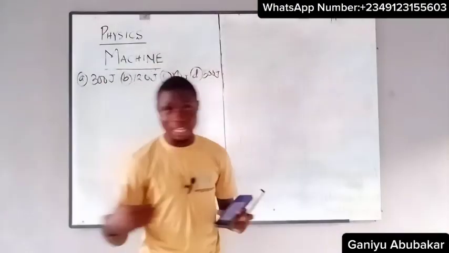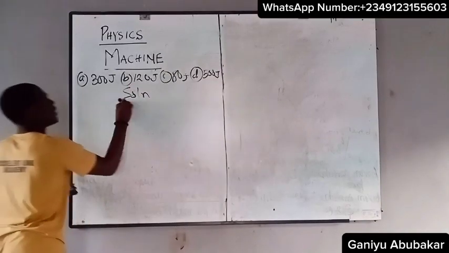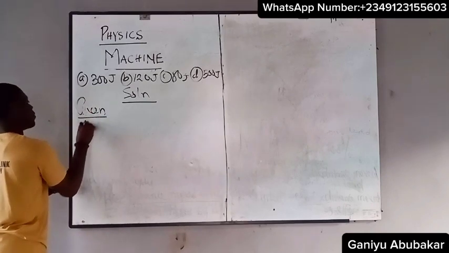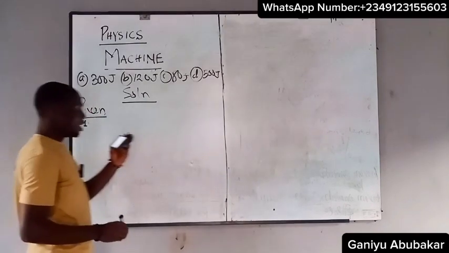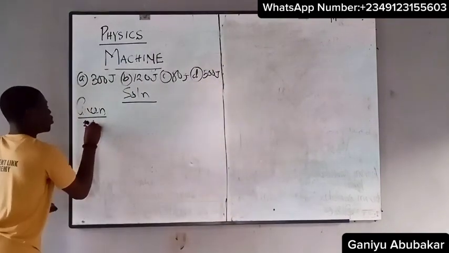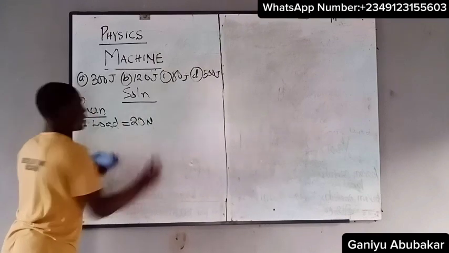List out the given parameters. What are we given? So, solution. My first thing there is given as a load of 20 Newton. I'm given a load of 20 Newton. Listen up, please.